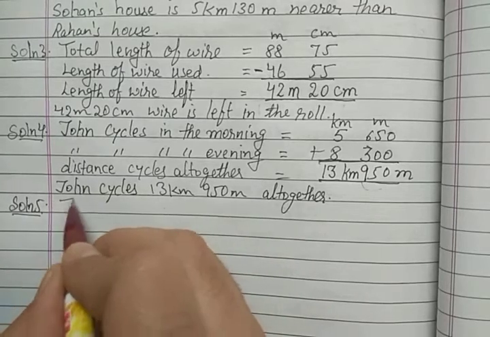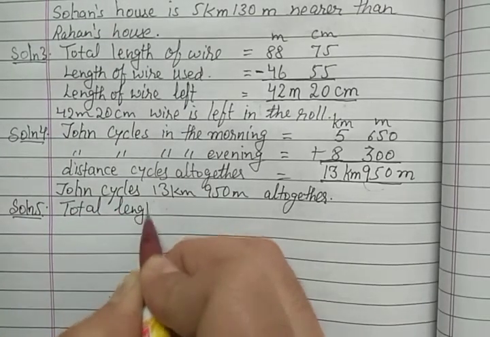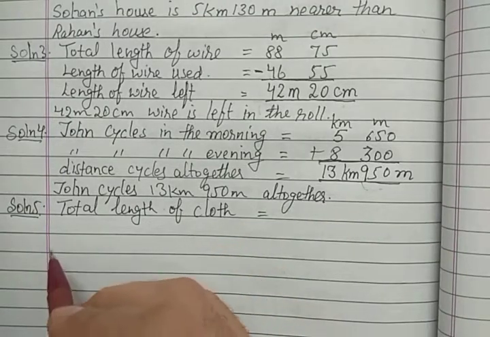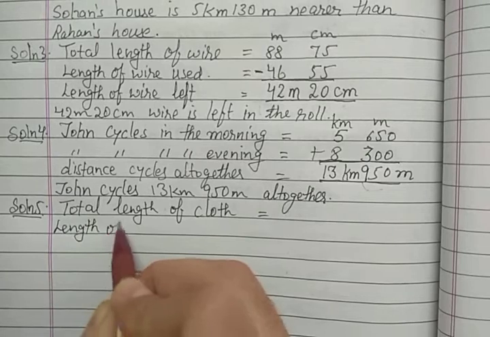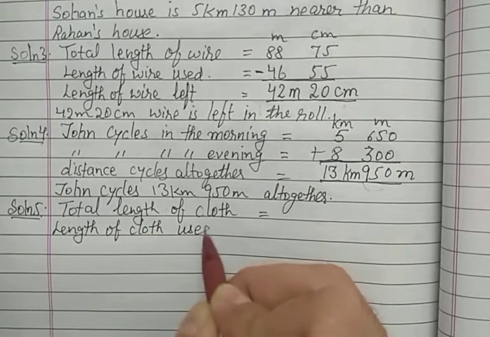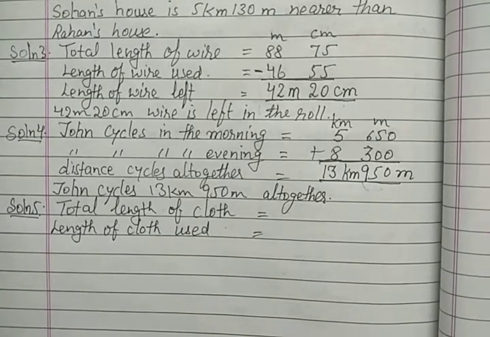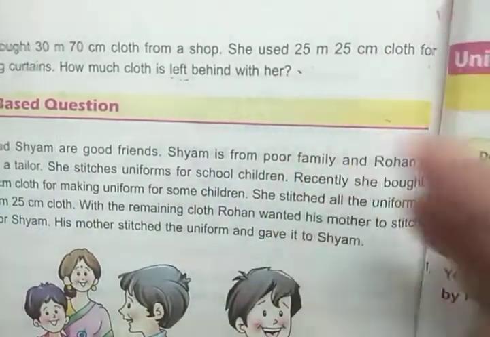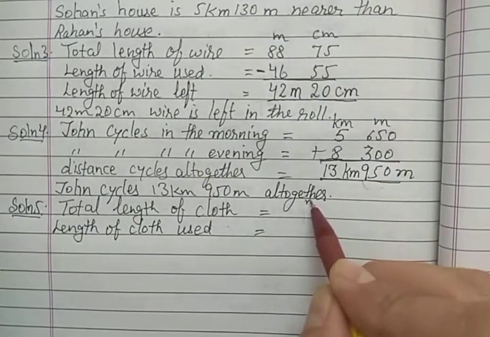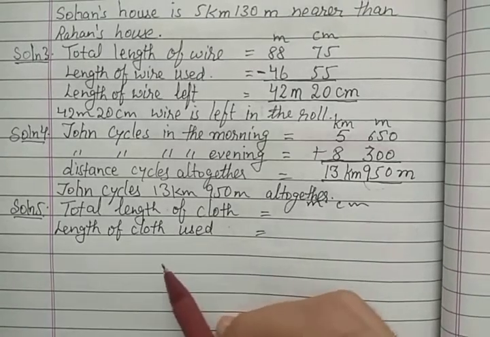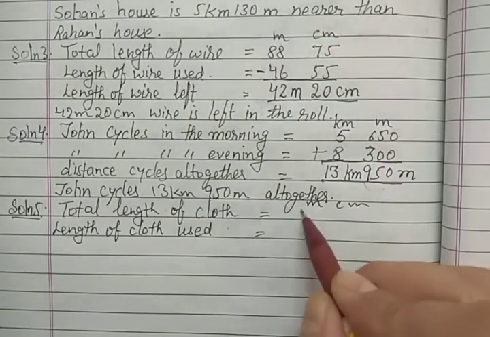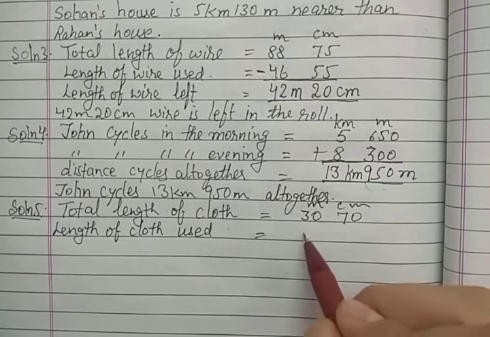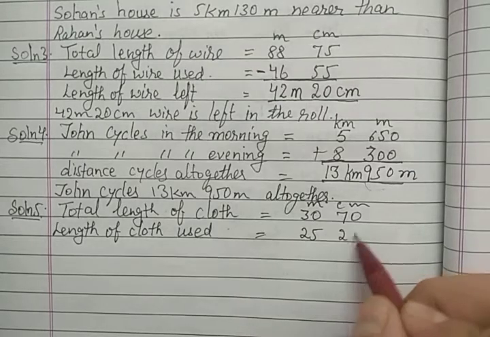What is given? Total length of cloth is given, and then length of cloth used is given, and here the question is given in meter and centimeter. Question is given in meter and centimeter, right? So we will write that unit only, that is meter and centimeter. So total length of cloth that she bought is 30 meter and 70 centimeter, and the cloth she used is 25 meters and 25 centimeters.